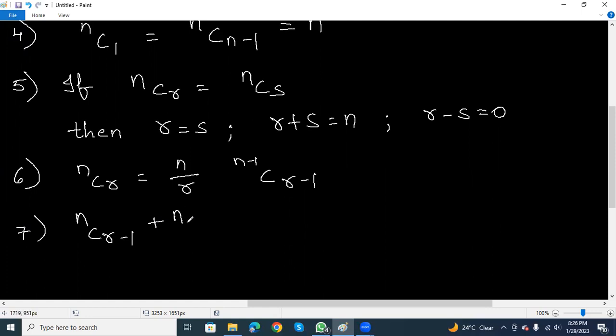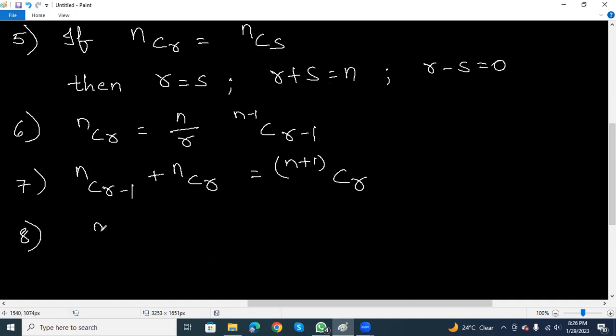NC(R minus 1) plus NCR, the sum of these two, is nothing but (N plus 1) CR. What I did here: the N values are the same, and the R values are consecutive, R and R minus 1. Then we can add 1 to the N and take the bigger R value, N plus 1 CR. Next.